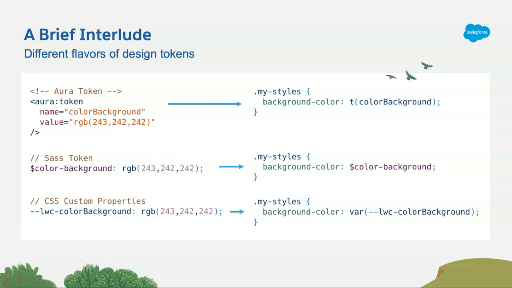But why am I showing this to you? The important thing here is during our talk, we're going to be using a lot of custom CSS properties. The reason we're doing that is because that is going to be the future of design tokens within SLDS. We want to get you familiar with it. But if you still live in the Aura world, that's fine, because again, as you see here, all the concepts are the same. It translates to whatever context you're working in.